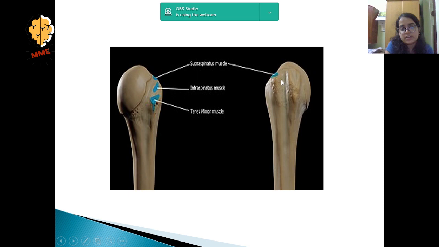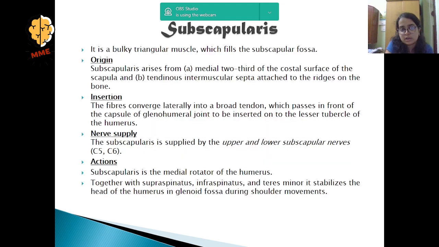So here it is very nicely given. This is the greater tubercle, and here there are three facets where supraspinatus, infraspinatus, and teres minor muscles take insertion. Superior facet supraspinatus, middle facet infraspinatus, inferior or lower facet teres minor. And in the lesser tubercle, the subscapularis muscle will take insertion, as I'll come to now.